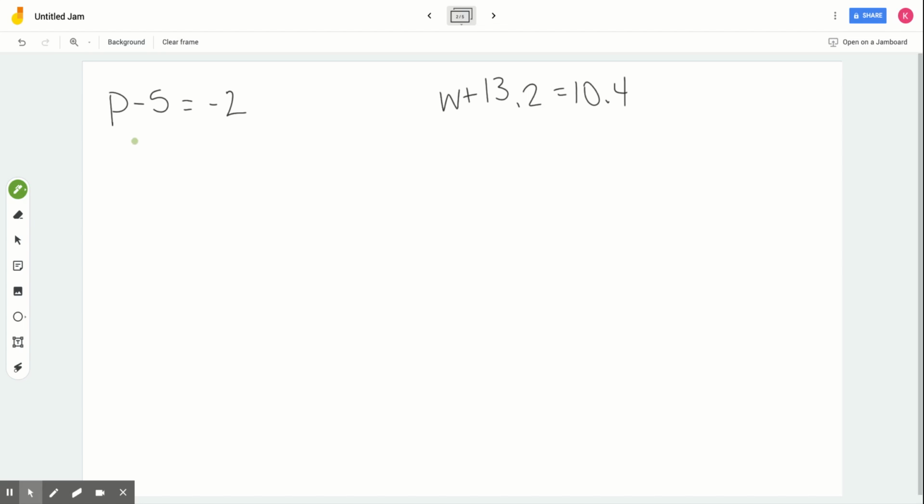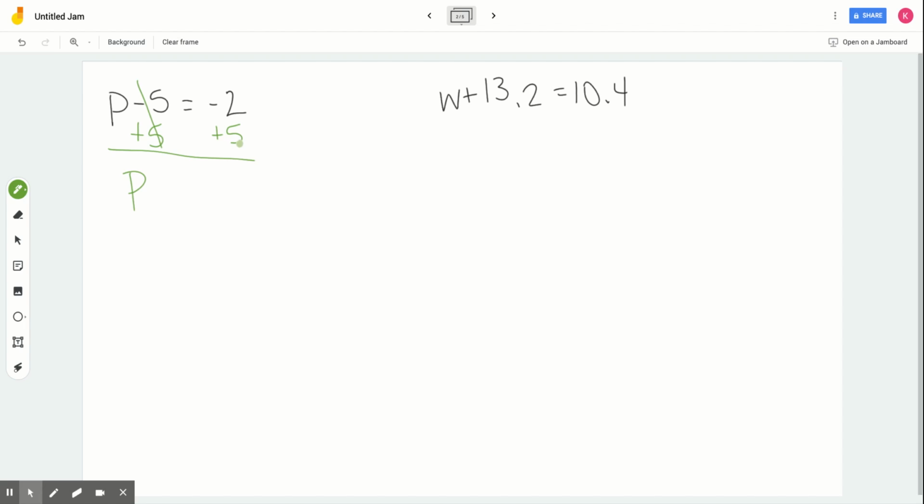The first one says p minus 5 equals negative 2. We want to ask ourselves, what is the opposite or inverse operation of minus 5? Well, the opposite of subtracting is to add. So we're going to add 5 on both sides, and we want to show that just like this. Minus 5 plus 5 cancels out. They're opposites. They make 0. So we're left with p.